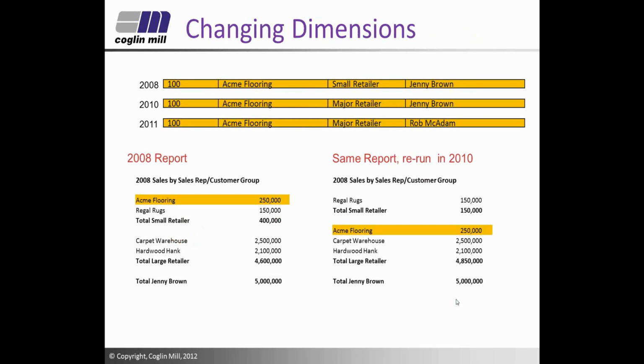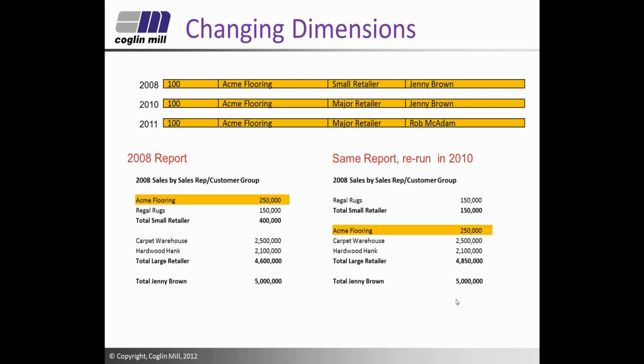Slowly changing dimensions is a concept where the attributes of, say, a customer change over time. So let's say, in my example here, Acme Flooring was a small retailer back in 2008, and then later on they became a large retailer. And the typical way you make that change is you update the customer record to say they're now a large retailer. But the effect is that any time you now do aggregate reporting on customers for this year or last year or previous years, they now get grouped into the current grouping for previous years, which is probably totally incorrect. So these are some of the issues.